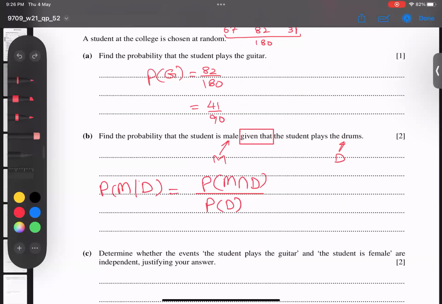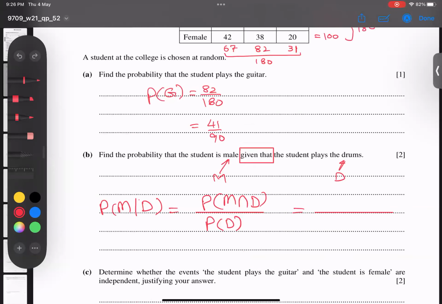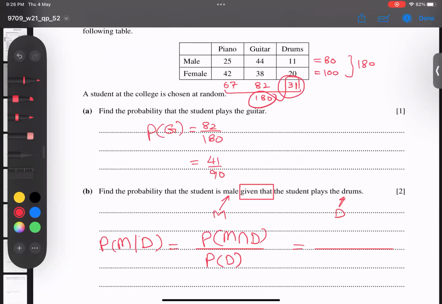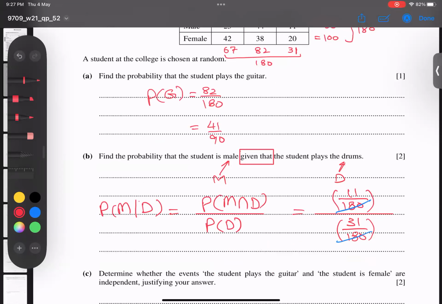So let's try to solve it. First of all, the denominator: probability of those who play drum is 31 out of 180. I believe you're not getting any issue. And the probability of those who are male and play drums: 11 people are male and they play drum. So 11 out of 180 once again. If the denominators match, they cancel out, and 11 by 31 is my final answer.